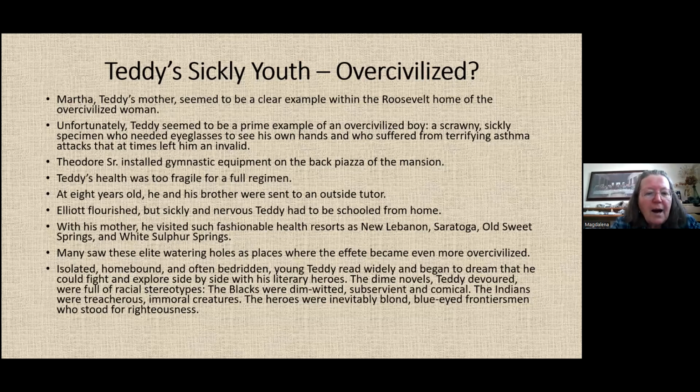So young Teddy was isolated, homebound, often bedridden, and he read really widely, and he began to dream that he could fight and explore side by side with his literary heroes. Unfortunately, the reading material that he read was not very good. He read dime novels. They were full of racial stereotypes. The blacks were dim-witted, subservient, and comical. The Indians were treacherous, immoral creatures. The heroes were inevitably blonde, blue-eyed frontiersmen who stood for righteousness.